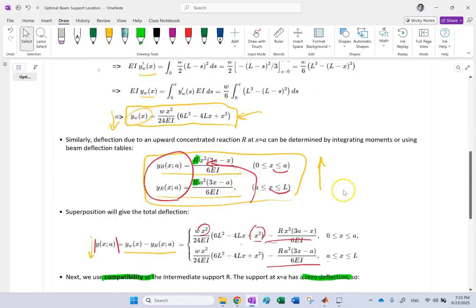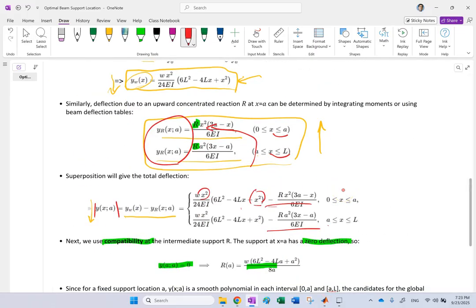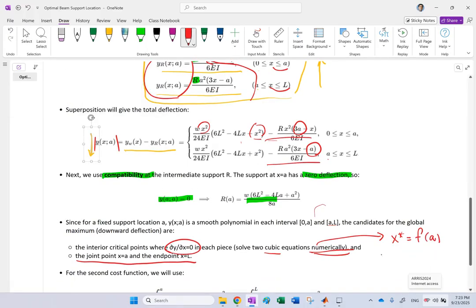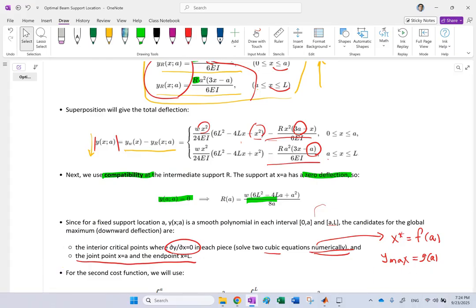Well, remember that your function y is a function of a. So when you take the partial of y with respect to x and set it to 0, whatever solution you find, whatever x star, which is the location of the max, it is going to be a function of a. And when you plug it back into the function, your y max is also a function of a as well. Okay, so clearly they do depend on a.